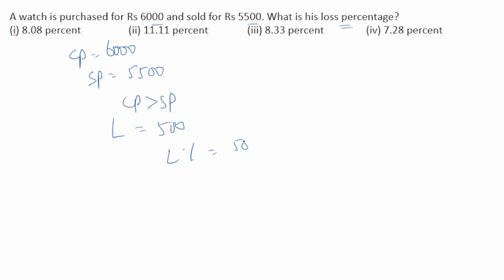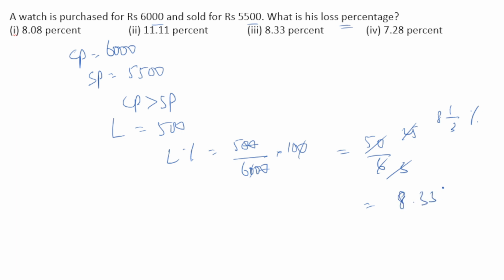Okay, so what is the loss percent? It is loss divided by cost price, 500 over 6,000 into 100. Here we'll cancel zeros. So this is 50 divided by 6, and this is 25 divided by 3, and this is 8 1 by 3%. What is 1 by 3 here? 0.3. So this will be 8.33%. It is third option.